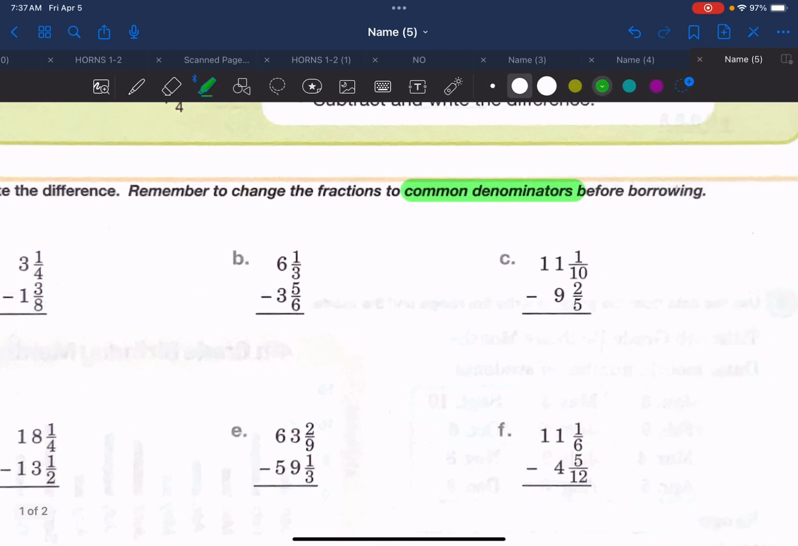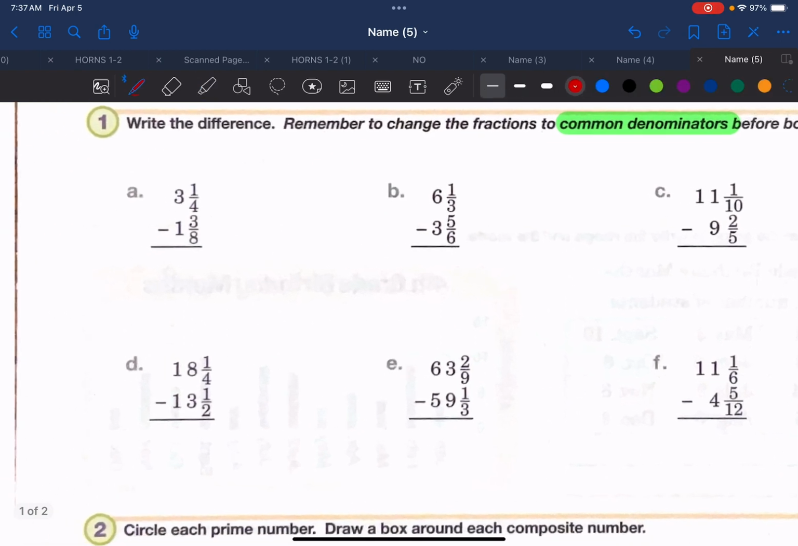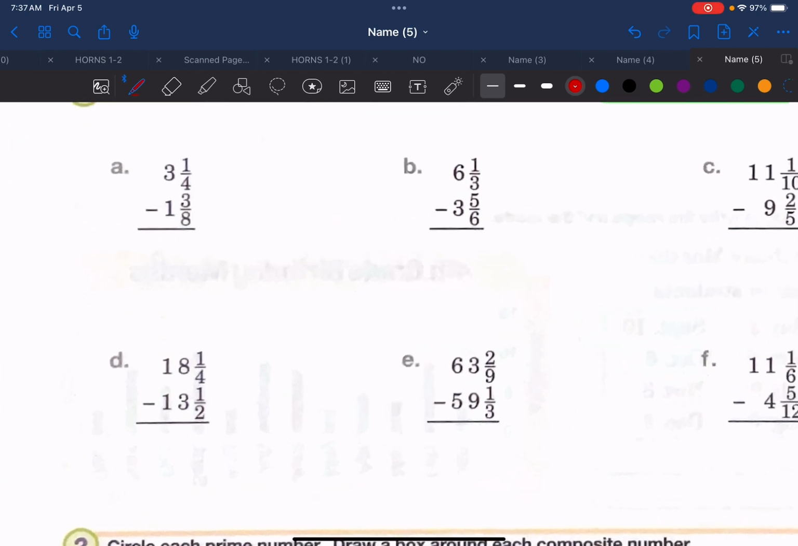All right, so the first one, we have 3 1/4 minus 1 3/8. So the difference between yesterday's and today's is you now have a digit in the minuend and a digit in the subtrahend. So you're actually going to have to be doing math in your ones place as well, or your tens place.